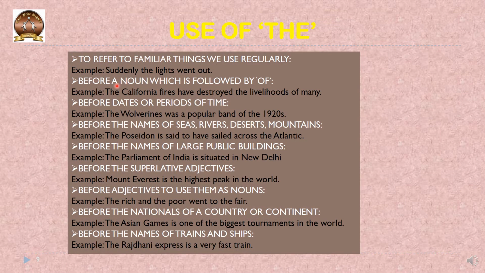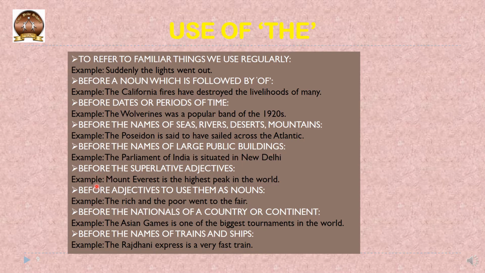Then you have, suddenly the lights went out. So it is referring to a familiar thing which we use regularly. Before a noun which is followed by of, the California fires have destroyed the livelihoods of many. Before dates or periods of time like the 1920s. Then before the names of seas, rivers, deserts, mountains. Then names of large public buildings.